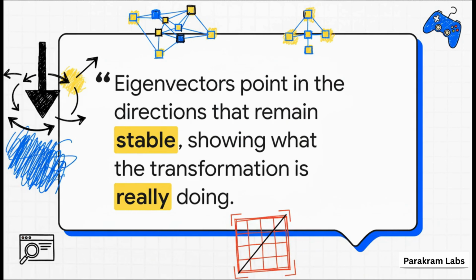Think of it this way. If a matrix is some complex transformation that twists and turns and warps space, the eigenvectors are its skeleton. They provide the underlying structure. As soon as you understand a matrix's eigenvectors, you understand its fundamental behavior. You know what it's really doing deep down.